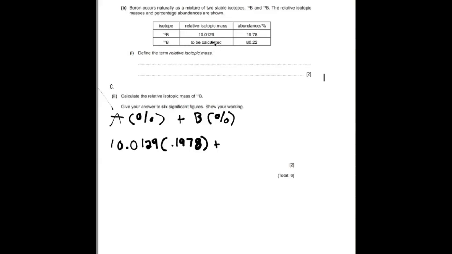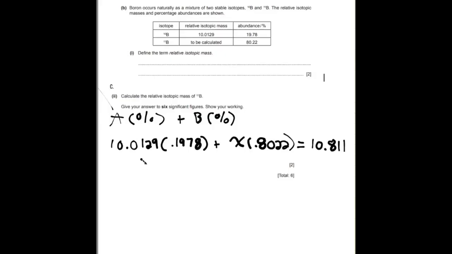As you can see here, the mass is to be calculated, so we have to solve for that. Since we are solving for it, we're going to put that as x. It tells us our percentage, which in this particular case is 0.8022. And we would look at the periodic table, and at the periodic table, we'd see that the average mass for boron is 10.811.